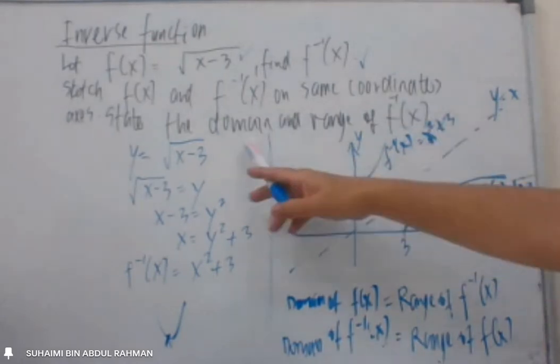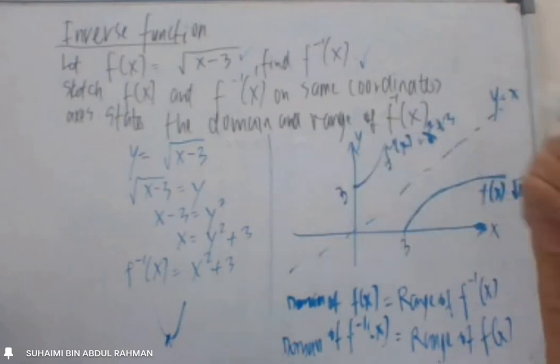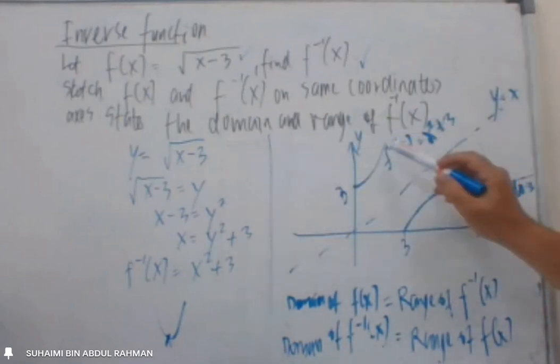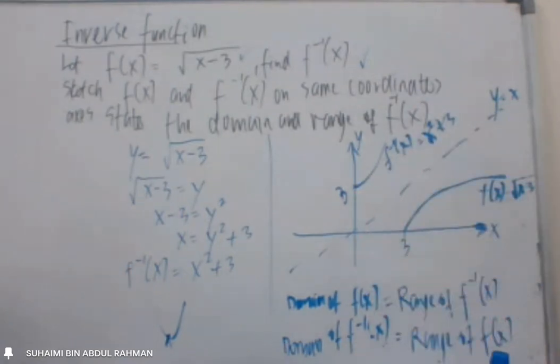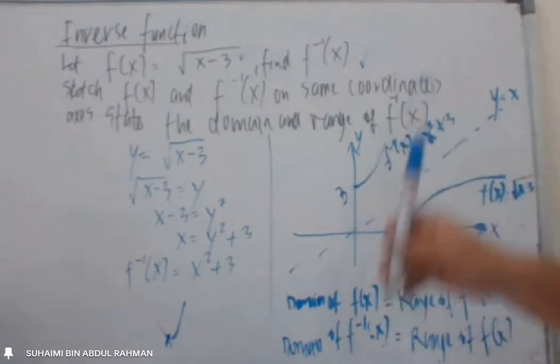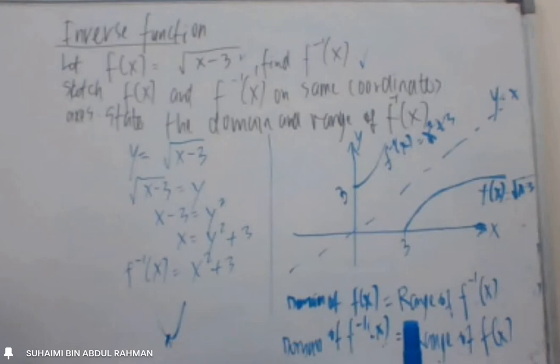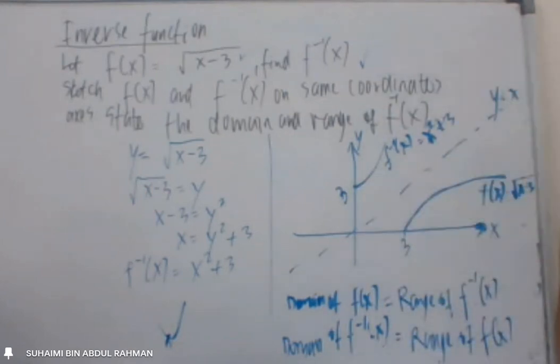No, the domain of the inverse. Now we talk about the inverse. What is the domain? 0 to infinity. The range of the inverse? 3 to infinity. Right.